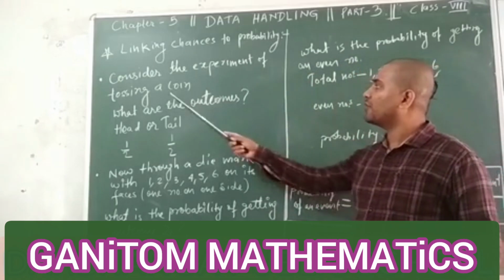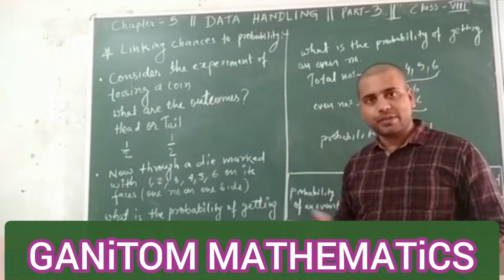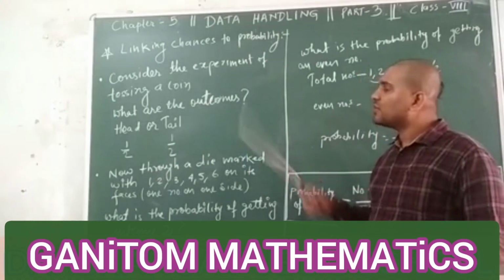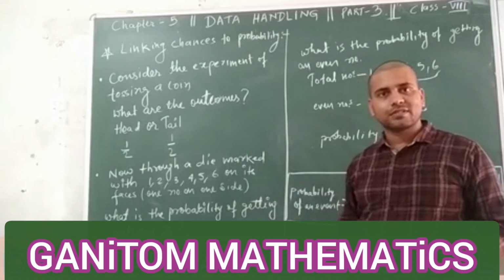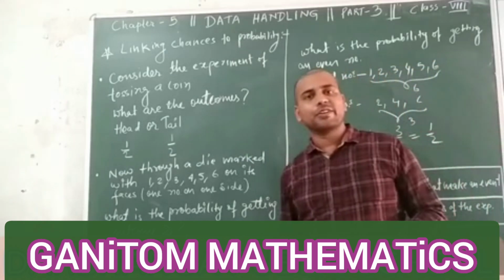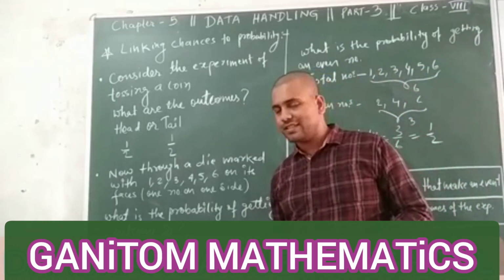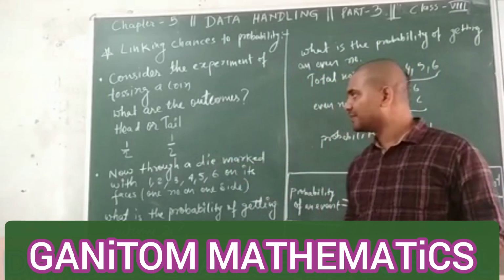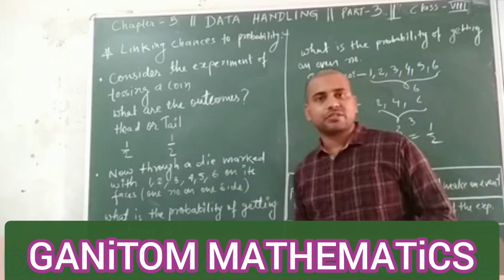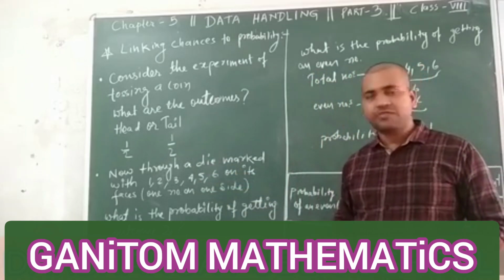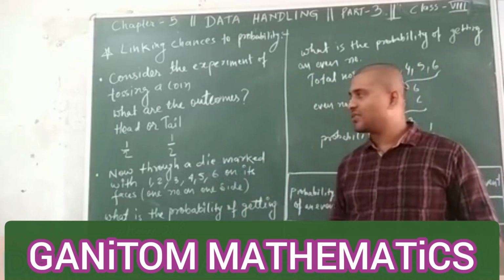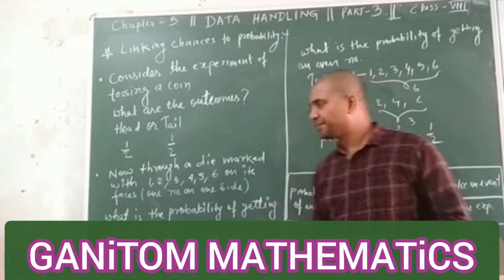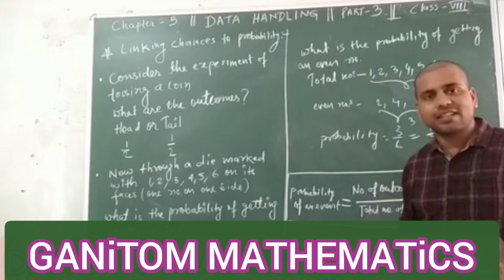Consider the experiment of tossing a coin. Every student does that. What are the outcomes? Either head or else tail. Head will come or tail will come. So there is half chance of head and half chance of tail. Another example is this.